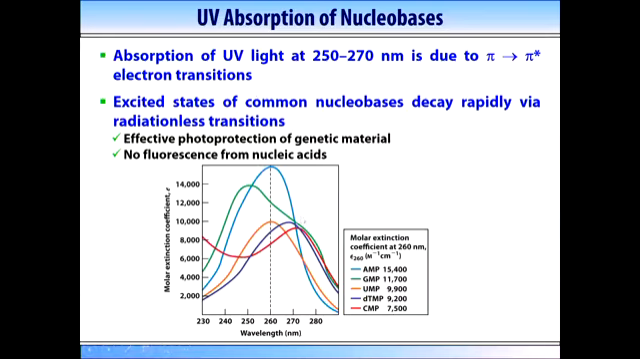Here I'm just showing you the absorbance curves of different nucleotides. But what is actually important from that is that the maximum absorbance overall comes at around 260 nanometers. And this is basically why nucleic acids such as DNA and RNA have the peak of absorbance at around this wavelength.